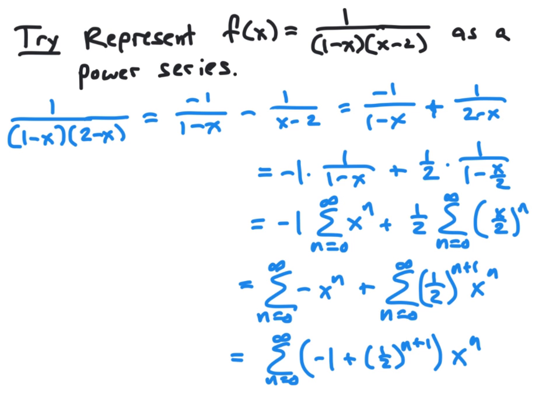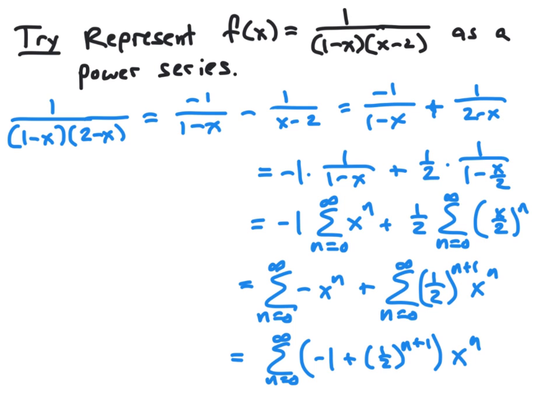The first step is to rewrite our function using partial fractions. So here 1 over 1 minus x times 2 minus x can be rewritten as negative 1 over 1 minus x minus 1 over x minus 2. We can then, in the second term, factor out a negative from the denominator, which makes our second term positive 1 over 2 minus x.